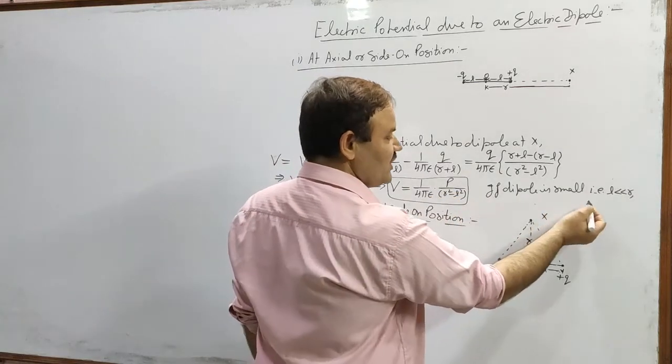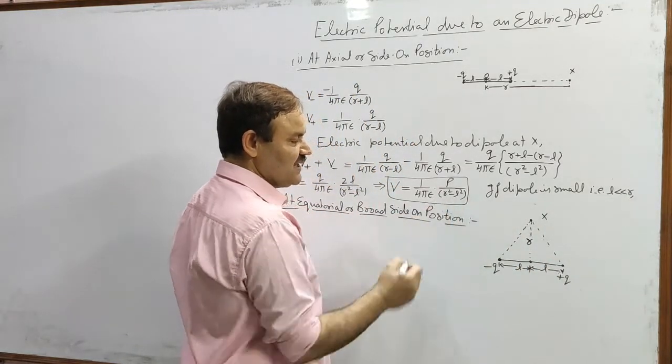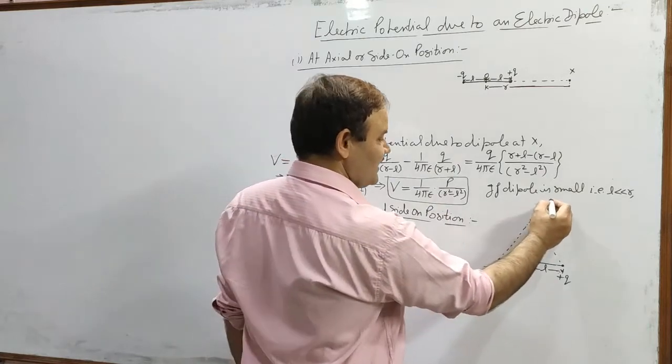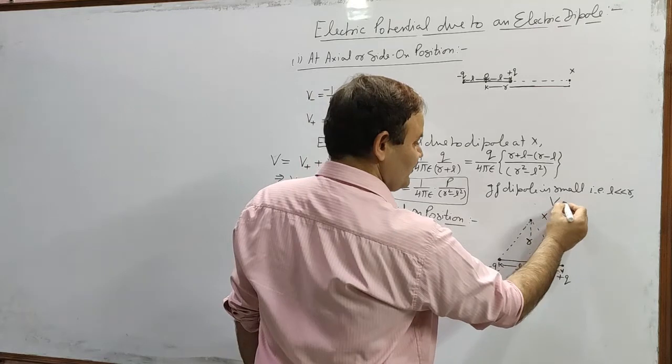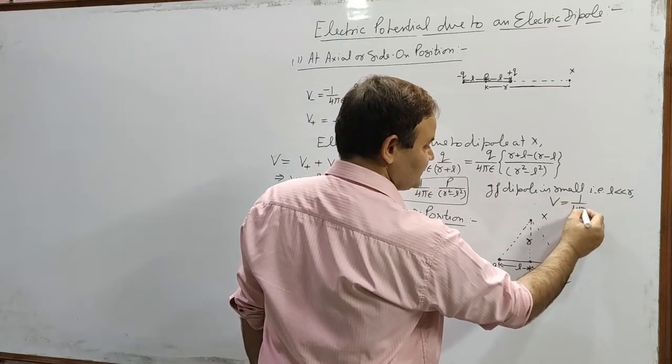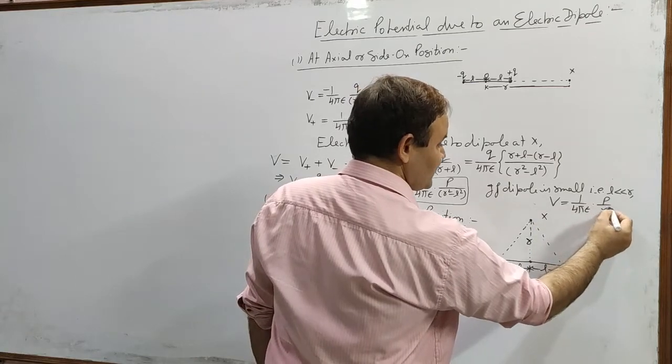If the dipole is small, that is l less than r, then l square will be neglected as compared to r square. So electric potential at the axial position will be 1 over 4 pi epsilon p upon r square.